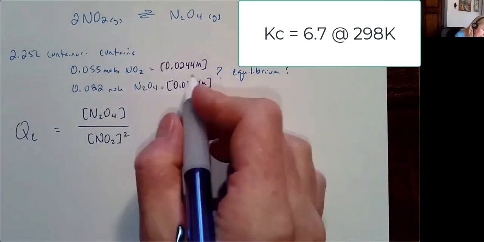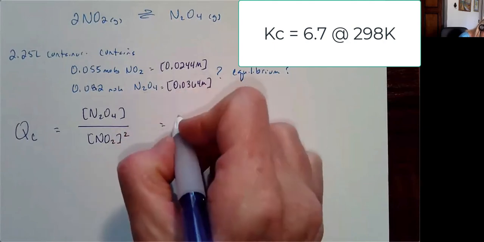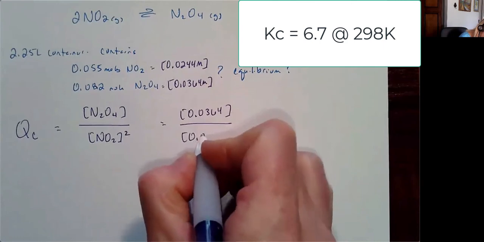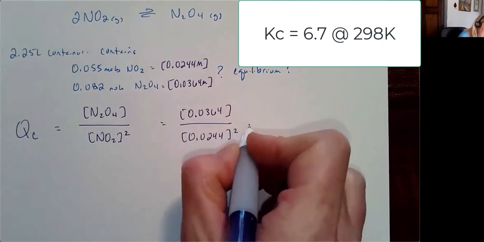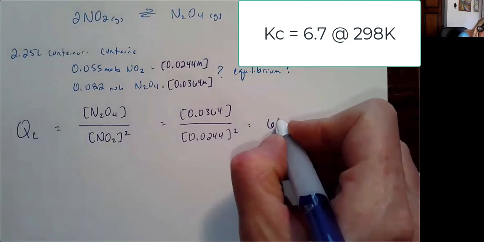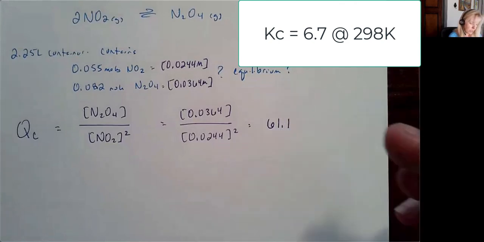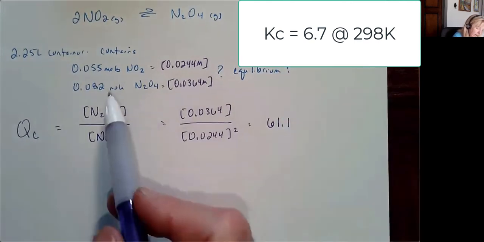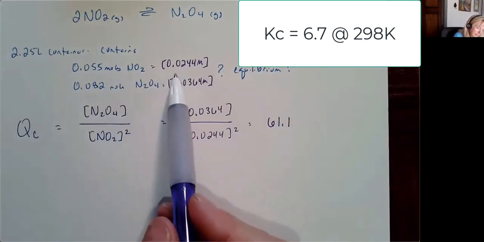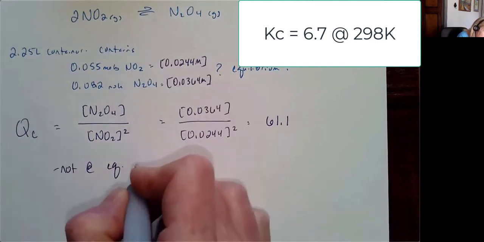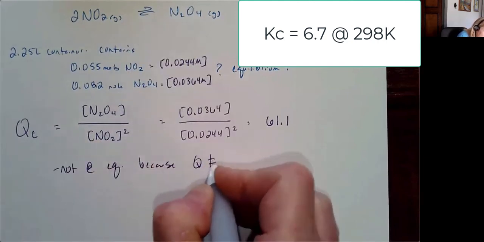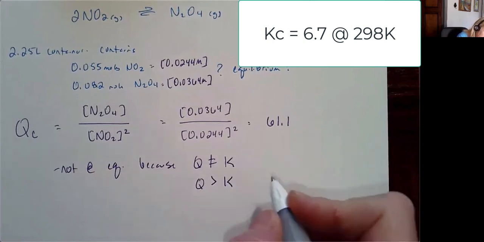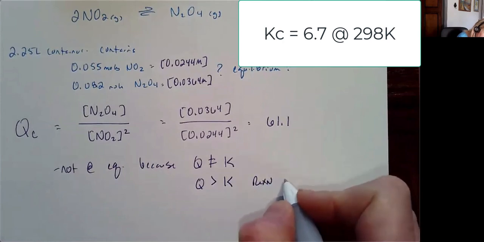So let's plug our values in here. So N2O4 was 0.0364 over 0.0244, and that whole thing squared. My Q is 61.1, which is much, much greater than my K. So this tells me that if I have these molarities of these gases, I'm actually not at equilibrium, because Q does not equal K, and since Q is greater than K, the reaction is going in reverse.